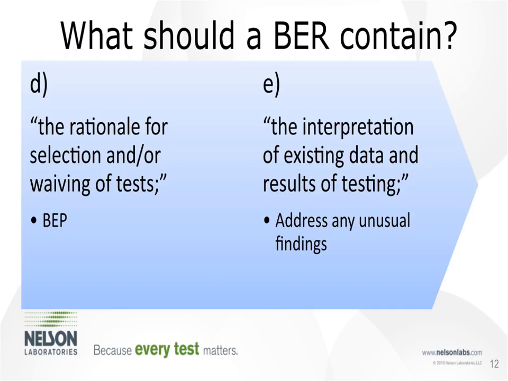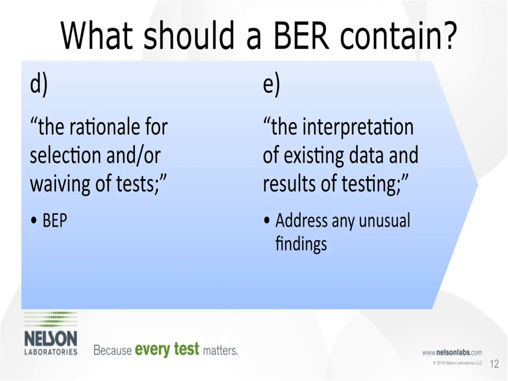Okay, Part D for what should be contained in a BER, the rationale for selection and or waiving of tests. This will reference back to the biological evaluation plan as well, where that is determined by the device categorization based on contact type and duration, and then any other parallel standards that were identified that need to be followed for the type of device and patient contact.